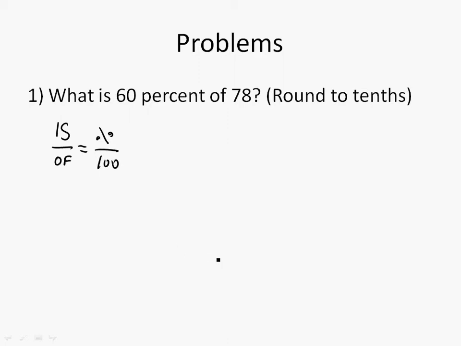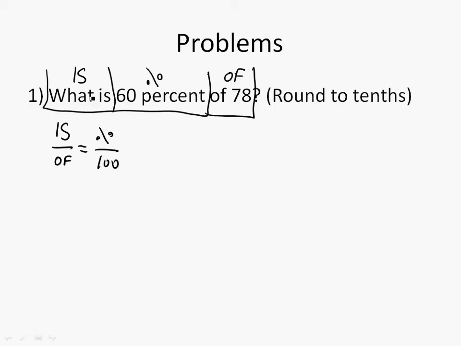So what I need to do is identify each of the parts. I look through my sentence, I just kind of break it up, and I see what is, which means that's going to be the is. Then I see 60%, so that's going to be the percent, and of 78. So basically the key is to figure out which part is the is, the percent, and the of. Break your sentence into the three parts and then put those into the equation.